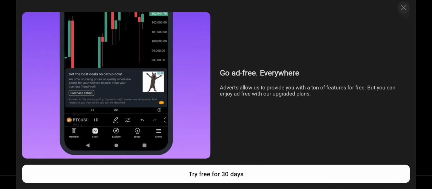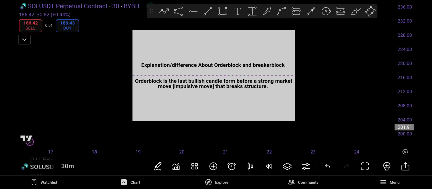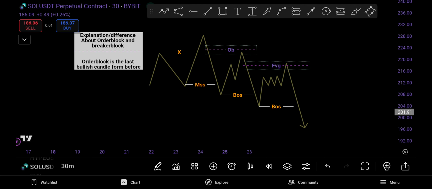First I'll start with the definition of order block. Let me start with order block before breaker block. Now, a simple definition of the order block: they say an order block is the last bullish candle formed before a strong market move, or let me say before we see an impulsive move that causes a break of structure. So now, as I said, how to identify an order block.